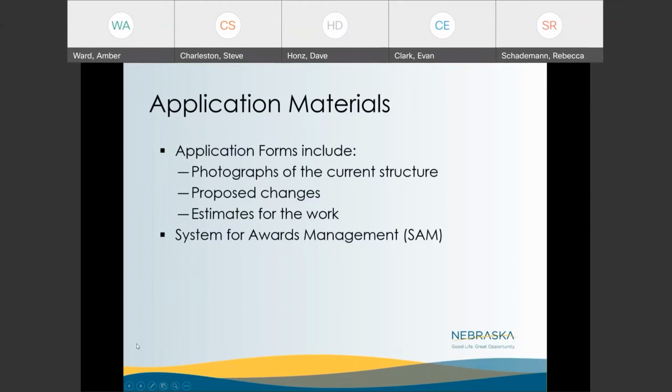Okay, application materials that the local government will be obtaining oftentimes include photographs of the current structures, plans and designs for proposed changes, and cost estimates for the work to be undertaken.